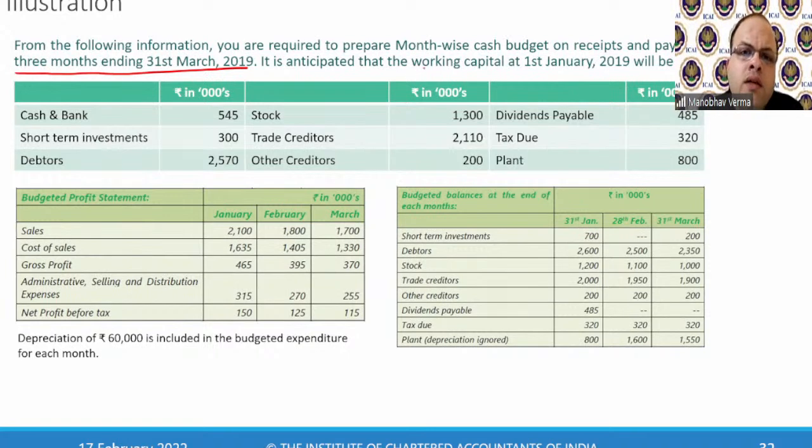And they have given us the working capital at 1st January as follows: cash in bank, short-term investment, debtors, stock, creditors, other creditors, and other payments as well. Now, they've given a budgeted profit statement for 3 months, net profit before tax, depreciation of 60,000 is included in the budgeted expenditure. That's interesting. That's very important for us to know. And they have also given us budgeted balances at the end of each month, guys. At the end of each month.